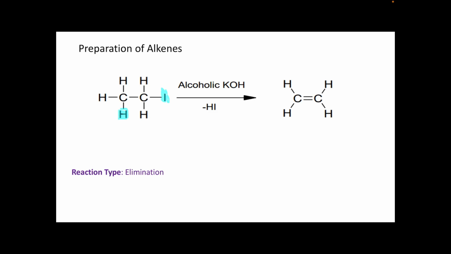We'll learn more about elimination later on, but elimination is when you remove a small molecule from a molecule to create a multiple bond, in this case a double bond. Reagents, well, the reagent here is our alcoholic potassium hydroxide. So we need a strong base that's dissolved in ethanol.